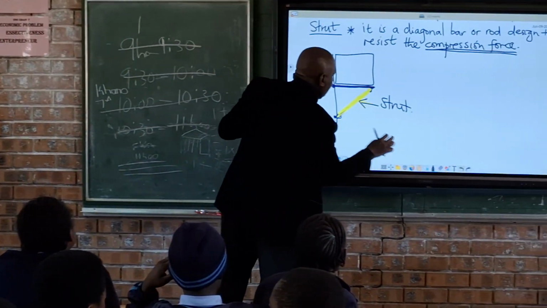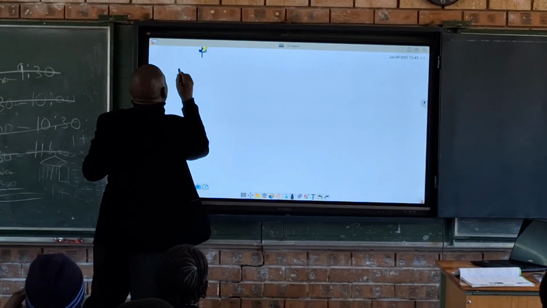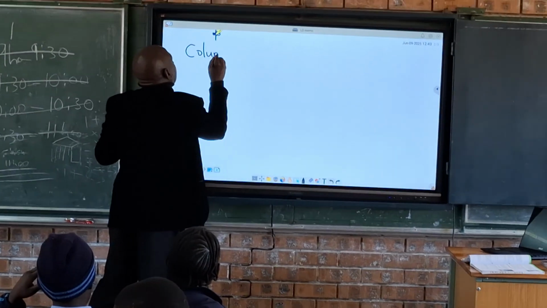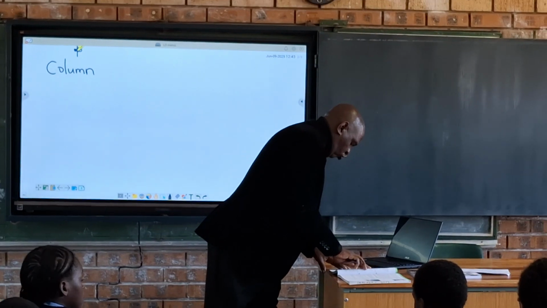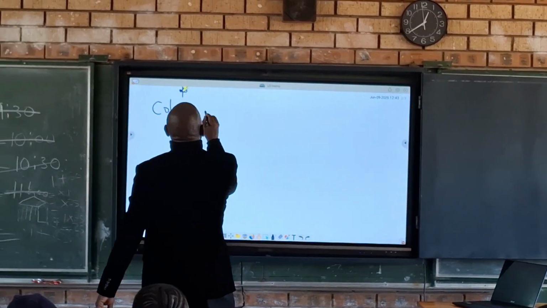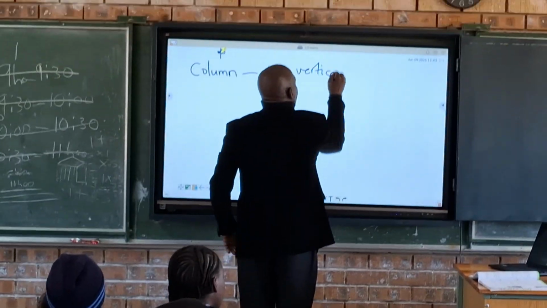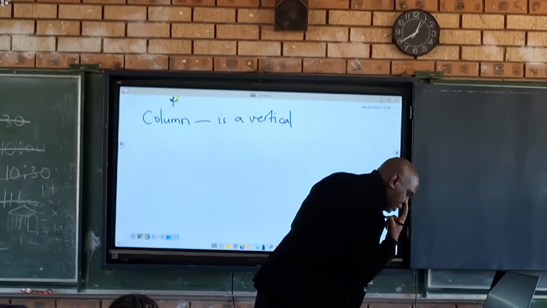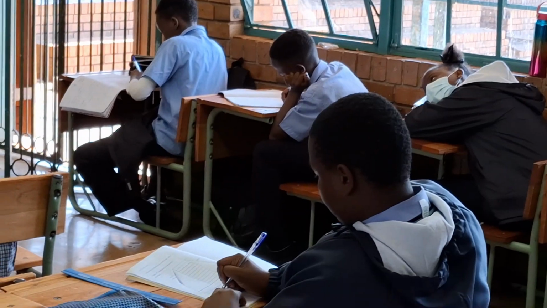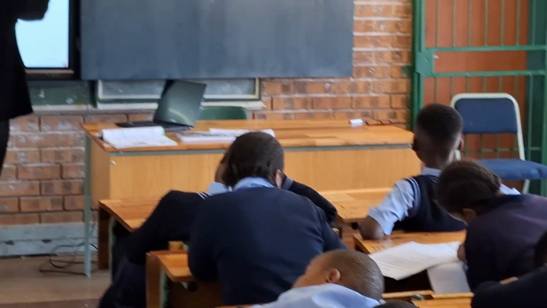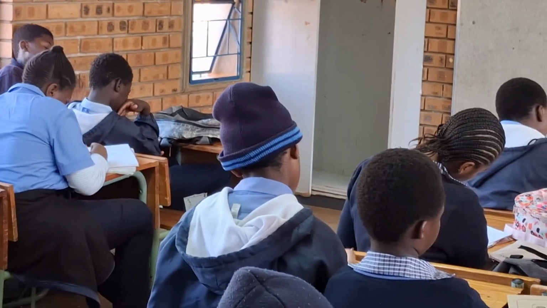Number 2. The column. What is a column? A column is a vertical structural element that transmits the weight.